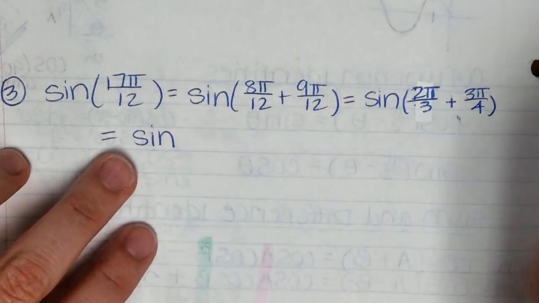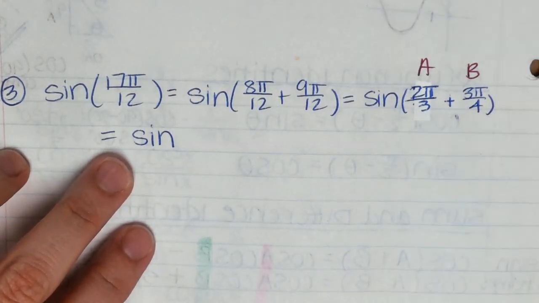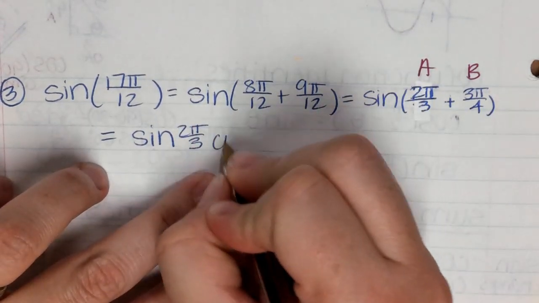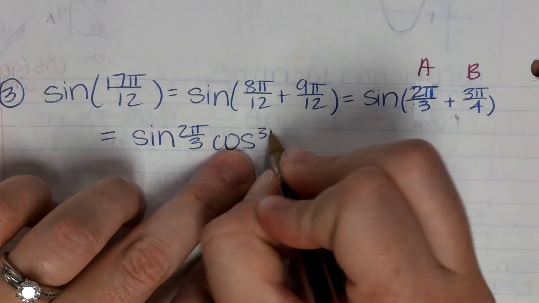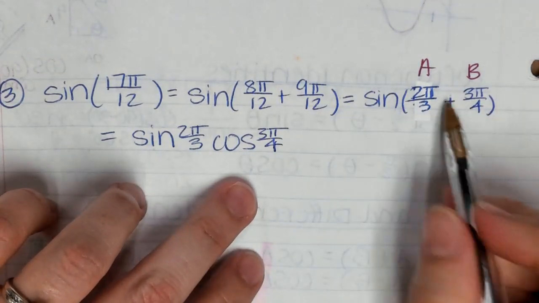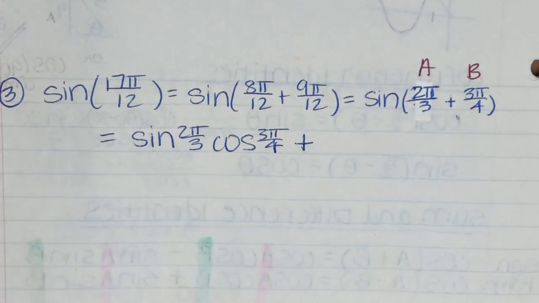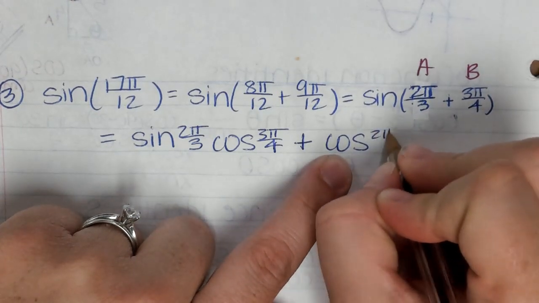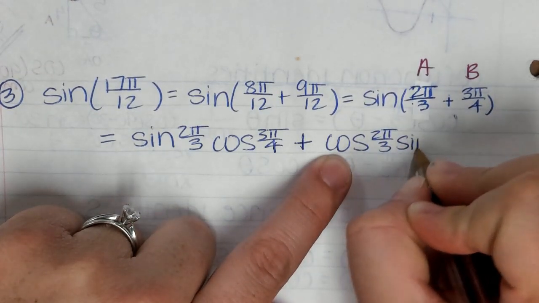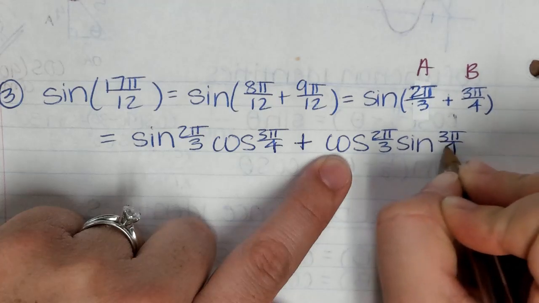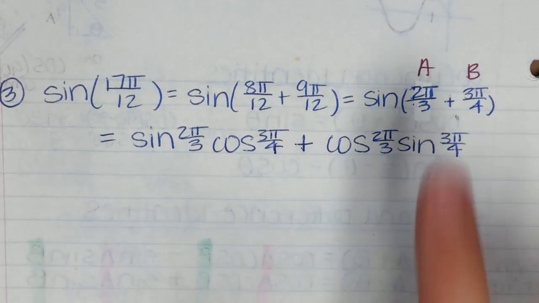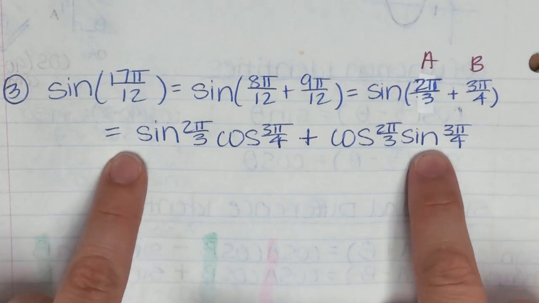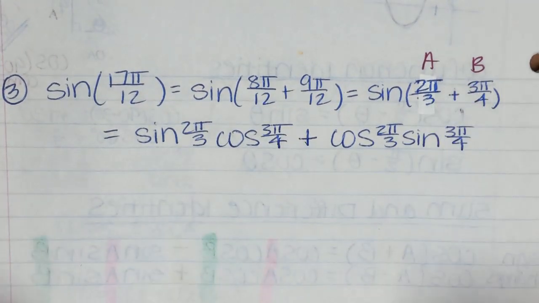This is my A. This is B. Okay, so it's going to be sine of 2 pi over 3, cosine of 3 pi over 4. Sine is the same. Sine plus cosine of 2 pi over 3, sine of 3 pi over 4. Again, it always goes A, B, A, B every time, no matter what. Sine is a sandwich. We got the same plus in the middle. Okay, let's evaluate that.